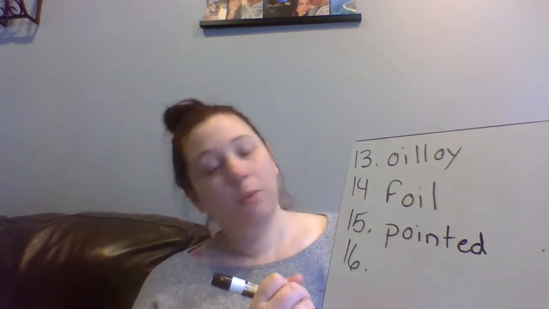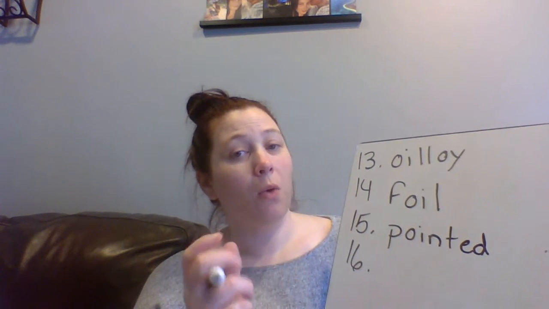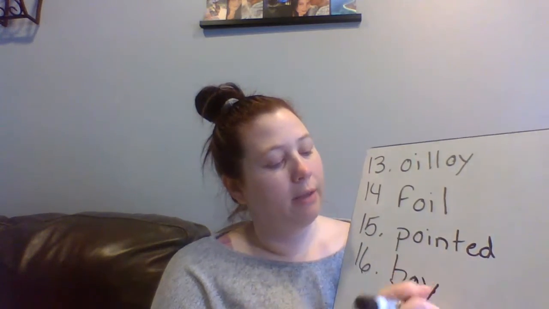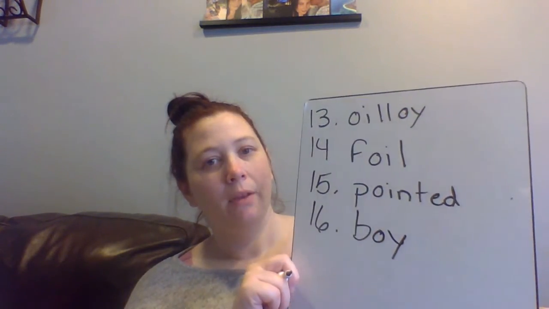And then number 16, we're going to spell boy. So we hear that oi at the end, so it's b, and then oy, boy. All right, make sure you have those down. And we're going to code some words. All right, our first word to code, let Miss White find it.